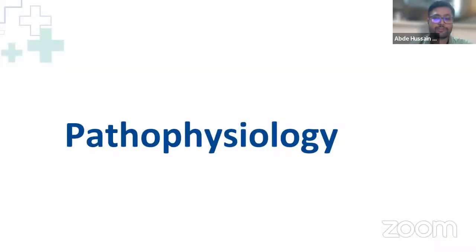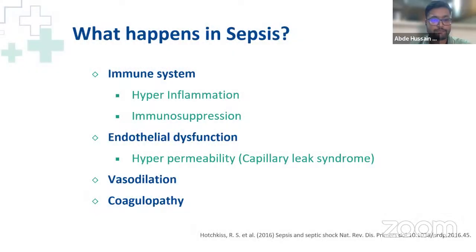So now coming to the pathophysiology of sepsis. So what happens in sepsis? There are four physiologic changes that get affected in sepsis. First, the immune system: it can cause hyperinflammation or immunosuppression, or both. In initial steps, it can cause hyperinflammation and subsequently immunosuppression. Second comes the endothelial dysfunction, leading to hyperpermeability, also known as the capillary leak syndrome, followed by vasodilation, which is resistant to the vasopressors that we give or the fluid challenges that we give. And the fourth is subsequently coagulopathy.